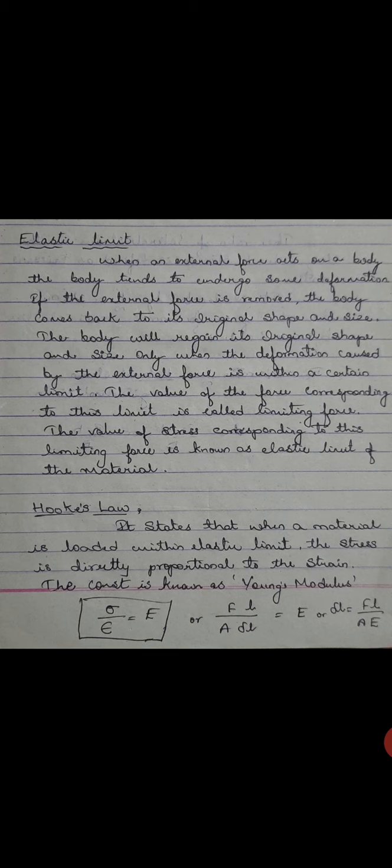As we know, stress is F by A, and strain is the change in length upon original length, dL by L. So F by A divided by dL by L is equal to E, or we can rewrite the formula as change in length, delta L equals FL by AE, the most widely used formula to find the change in length. Delta L equals FL by AE.